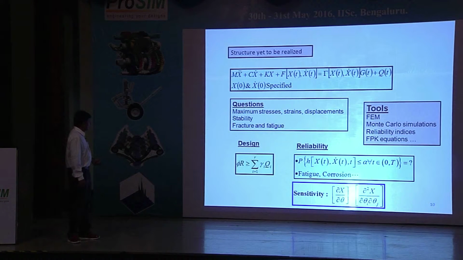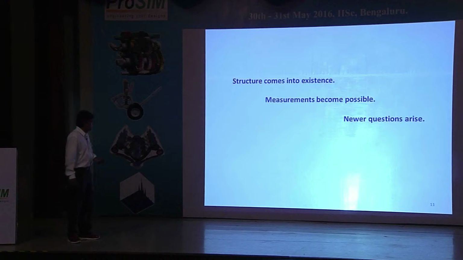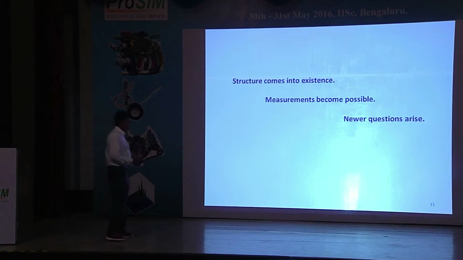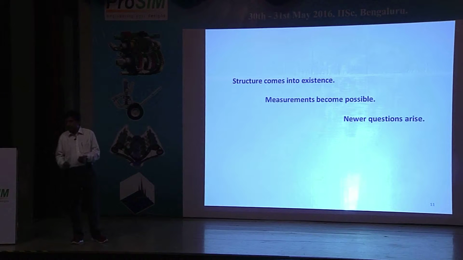Now, once the structure comes into existence, measurements become possible. So what happens to all the models that you developed? The basic FE model, the model for reliability, the model for sensitivity, other things that you would have modeled when you were designing, all those models can be revisited. This process is known as model updating. That is, you have to revisit your model and see, since you are now measuring the response, how you can assimilate the measurements into your mathematical models.